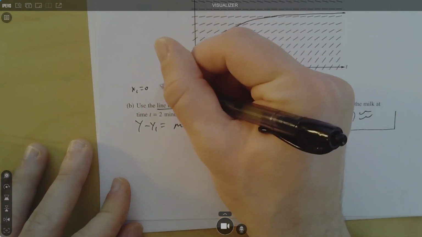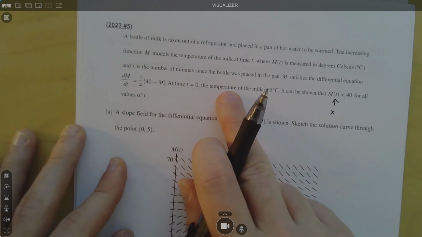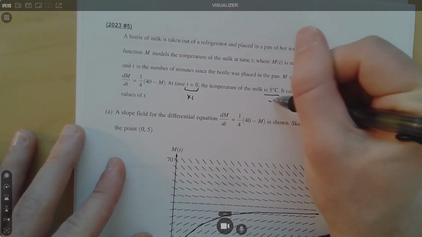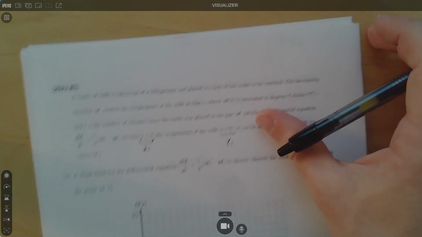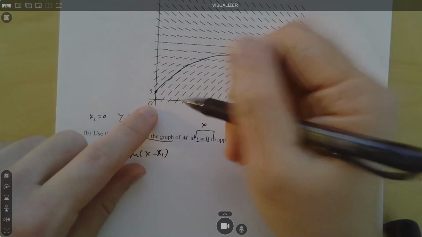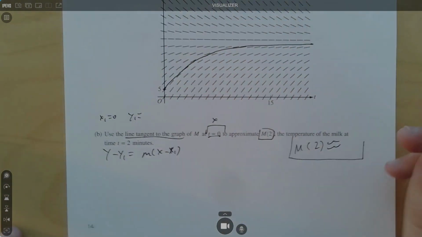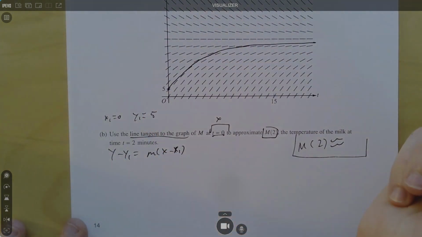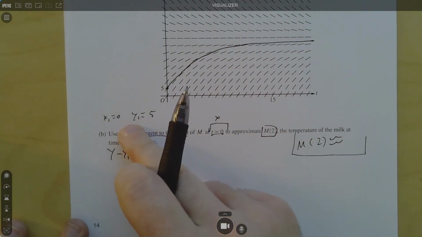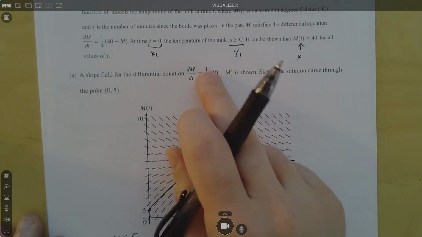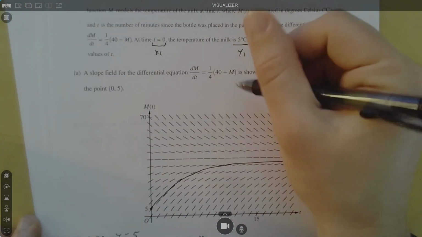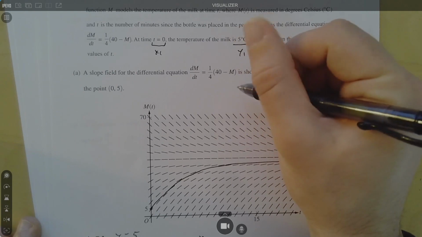My y1, it doesn't say it right here, but actually it says it above. At t equals 0, the temperature is 5. So this is your x1 right here, and this is your y1 right here. The temperature is the y, right? You can see it here. That's this point right here. So my y1 is 5, and then my m I'm going to get by plugging these two coordinates into the original right here. So my m would be, I'm actually not going to put t in at all here, I'm just going to put in the 5.